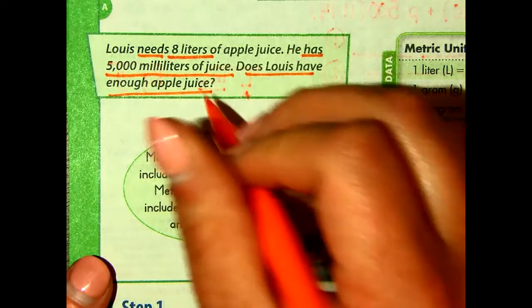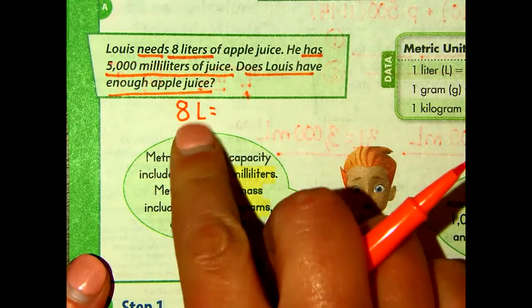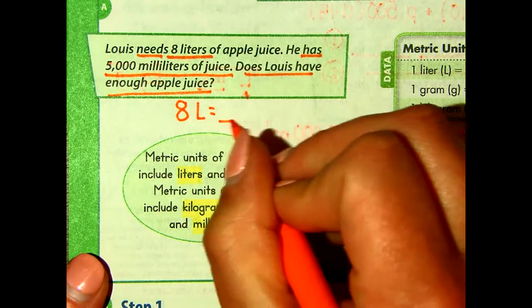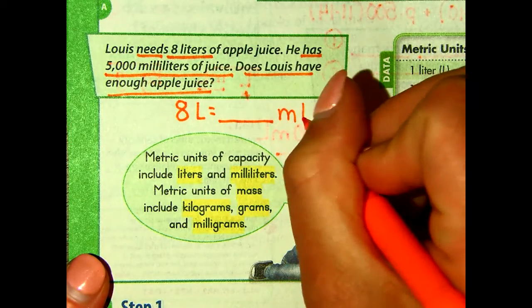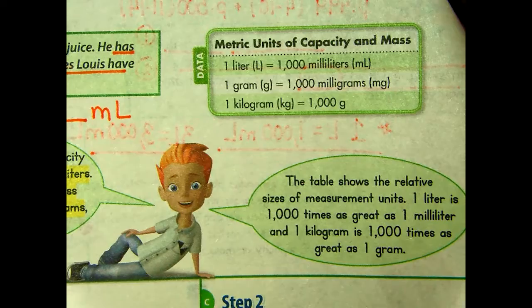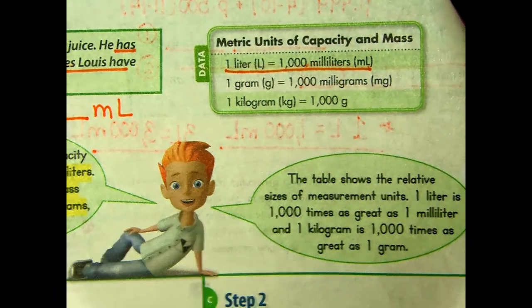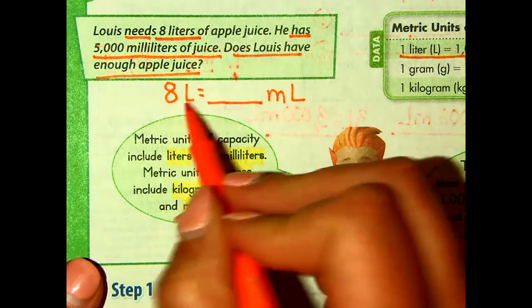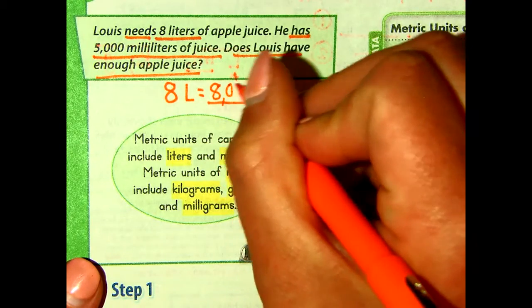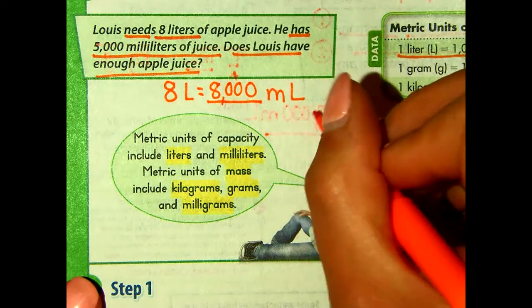So let's first convert what he needs. If he needs 8 liters, then how many milliliters is that equivalent to? Well, they've included that section of your reference sheet to remind you that 1 liter is equivalent to 1,000 milliliters. So if he needs 8, then he needs 8,000 milliliters. What he has is 5,000. So we know right away, no, he does not have enough.